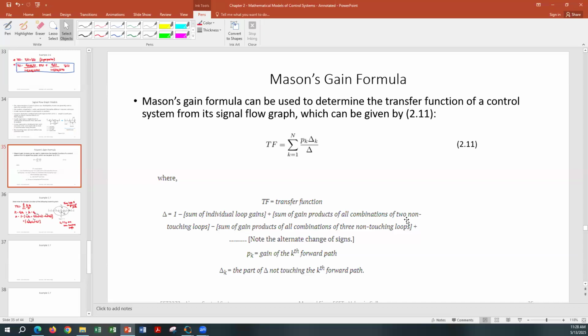If you have some more non-touching loops, then you take the gain product of those and add it in here. But these two are the only ones. Since there are no other non-touching loops, we cannot create a sum; it's only the product of these two. If you had another loop L4 that is also non-touching with L3, then you would do L3 times L4 and add that to the L1 and L3 term.